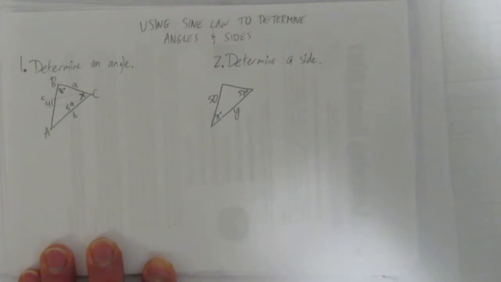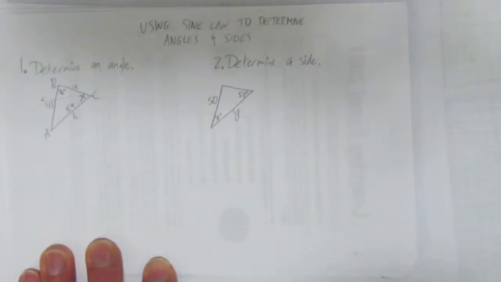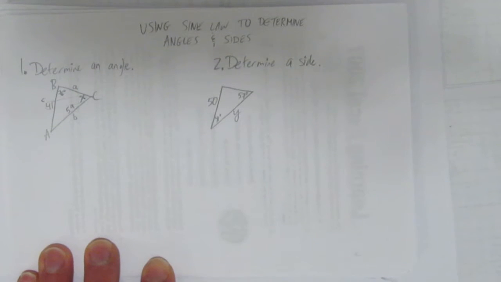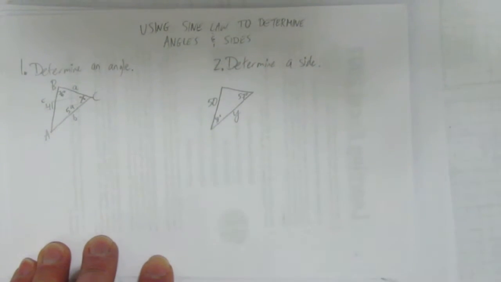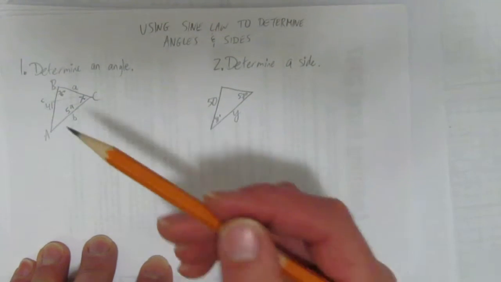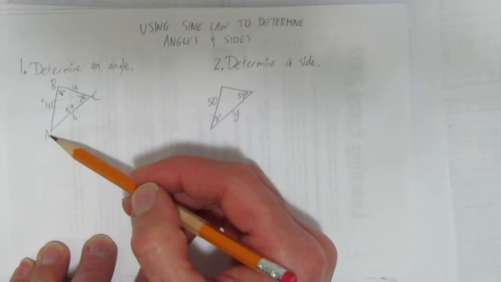In this video, we'll look at how to use sine law to determine angles and sides. So question 1 is about determining an angle. Let's start with that. Then we'll do question 2, determining a side. I've labeled this triangle ABC.